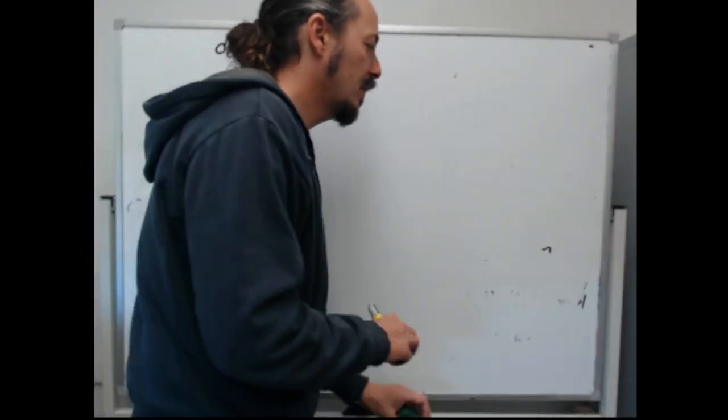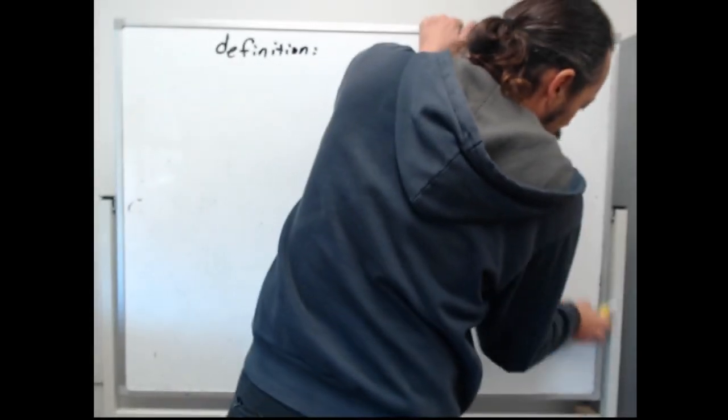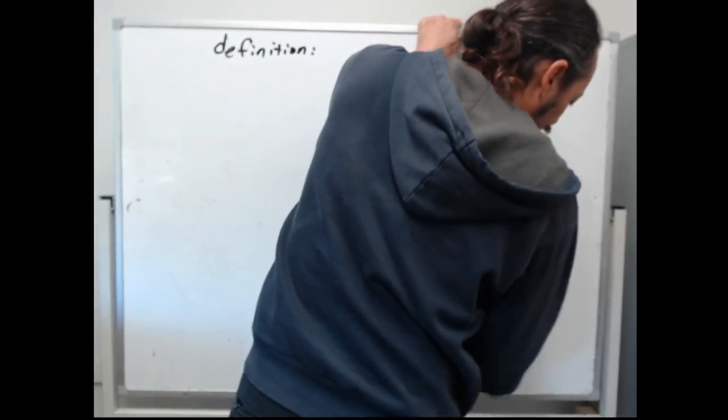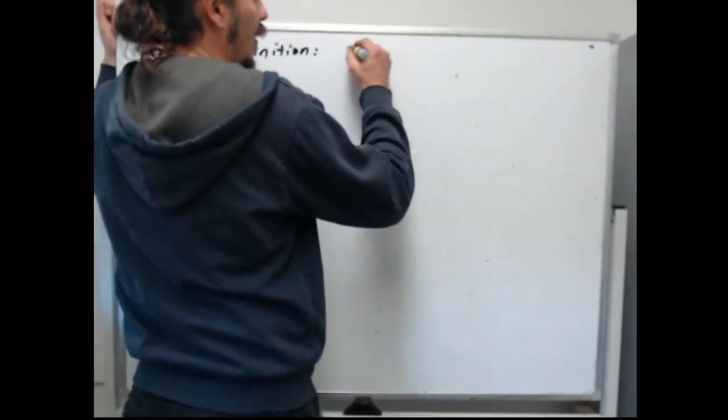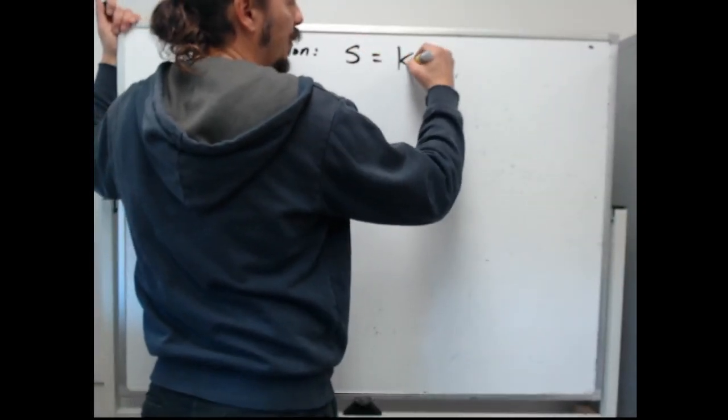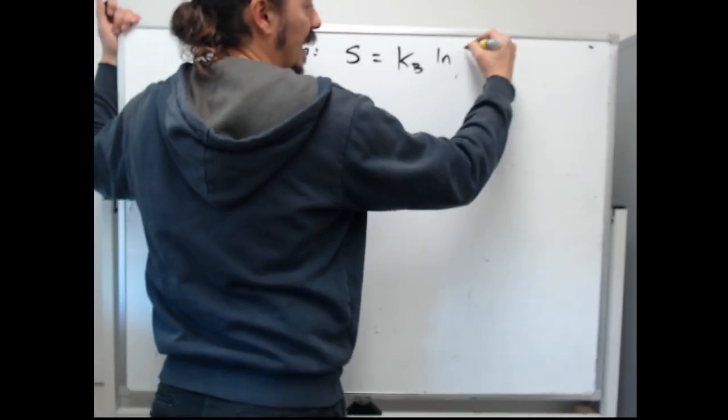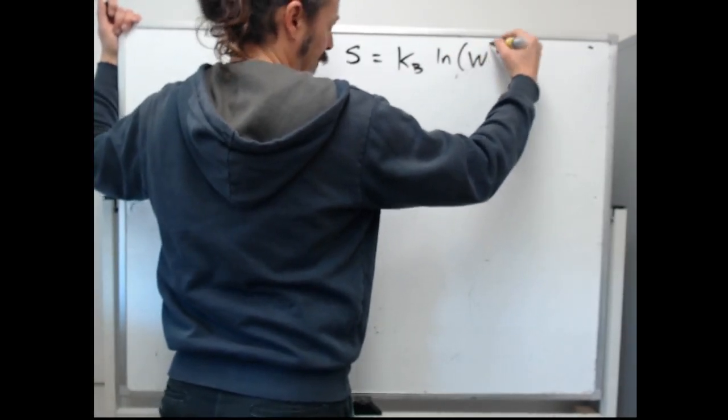So for the definition, there's really 2 equations, and then there's a third that's a consequence of it. But the 2 definitional are: entropy is equal to Boltzmann's constant times the natural log of the number of microstates.